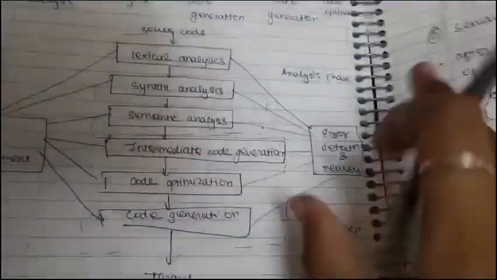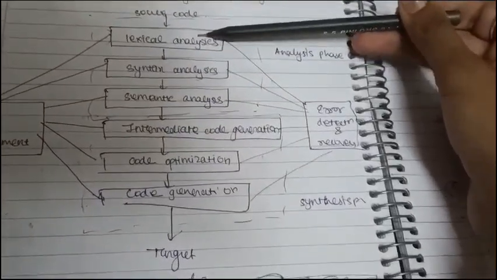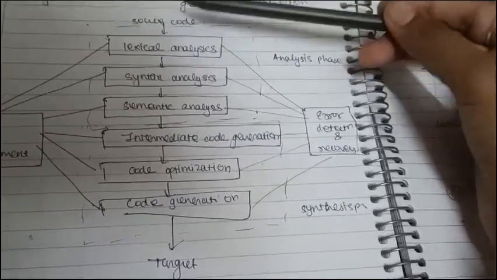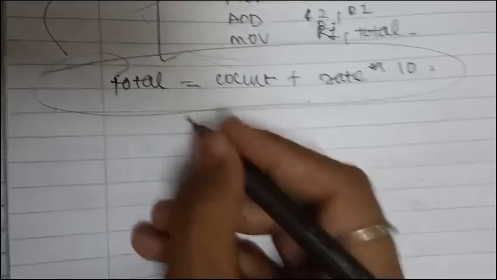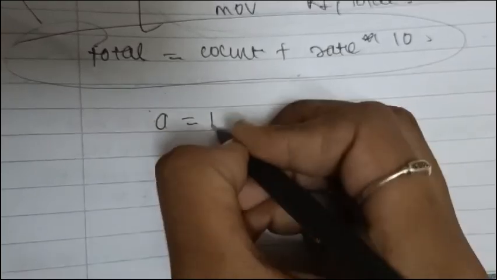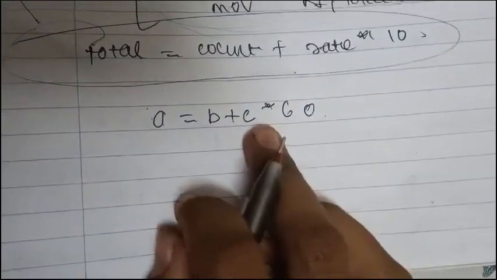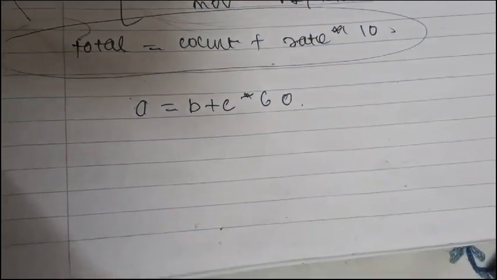So let's go back to the diagram. See, in the lexical analysis, what we did was scanning. In the scanning, we converted the source code into tokens, that was total, count. For this phases of compiler, the frequently asked question in GATE is A is equal to B plus C star 60.